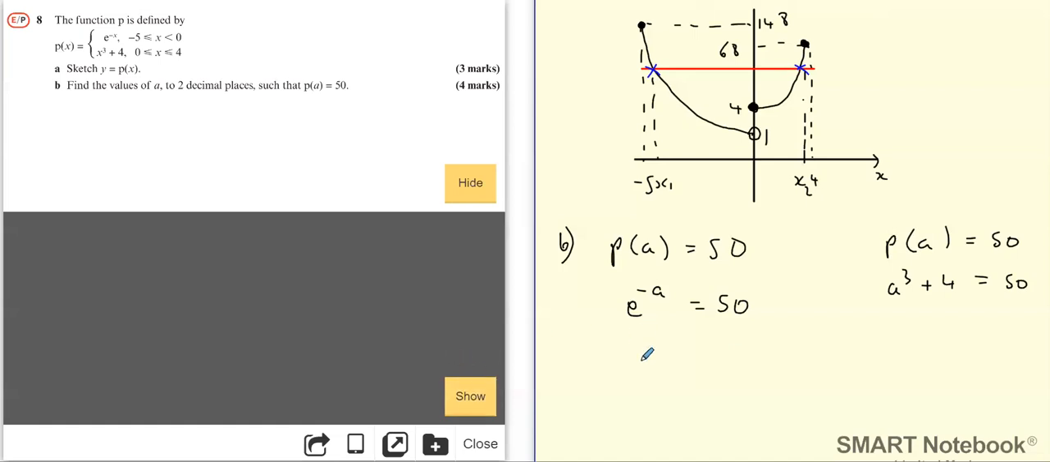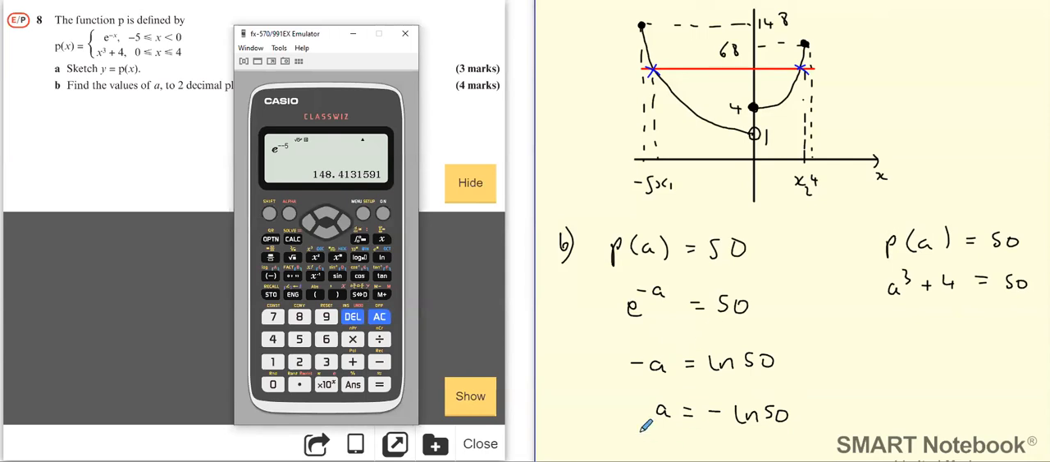Take logs on both sides, so we get minus a equals ln 50, and so a equals minus ln 50. And we can work that out to 2 decimal places: minus ln 50, we get minus 3.91 to 2 decimal places. So that's that done.